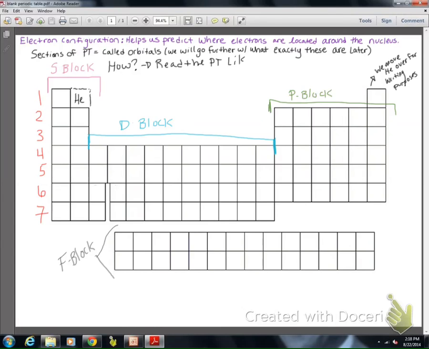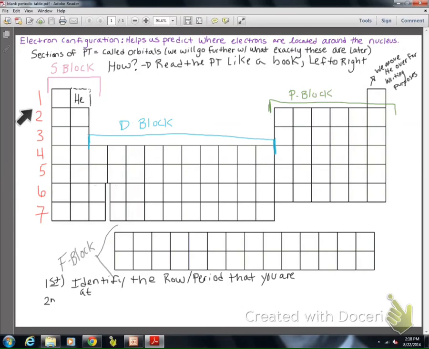So how do we read the periodic table when we're looking at electron configuration? We're going to read the periodic table like a book. We're going to read it left to right. So just like we would read a textbook, we're going to go left to right, and that's how we're going to identify our electron configuration sections. So the first thing that we want to identify with electron configuration is the row. So again, we've got rows 1 through 7. The second thing we're going to identify is the orbital that we're in, or the block that we're in. So if we're in the S block, the D block, the P block, or the F block.